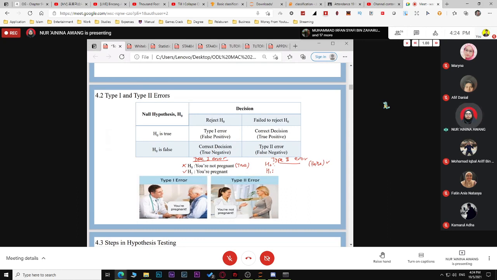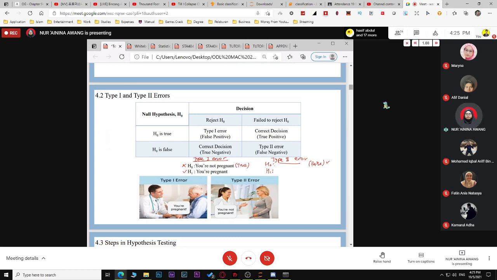Okay, to make it easy to see, you just refer to this table. Your H null is true, but you reject, so a type 1 error occurs. And then H null is false, but you fail to reject your H null, so a type 2 error occurs. Okay, so this is for type 1 and type 2 error. Make sure you can differentiate between these two: how a type 1 error occurs, how a type 2 error occurs. So that is the definition for this topic.